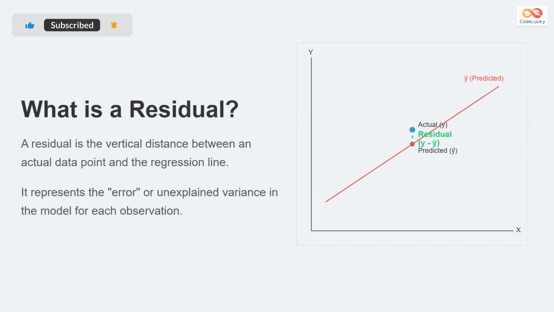First, let's understand what a residual is. In a regression model, a residual is the vertical distance between an actual data point and the regression line. Think of it as the error, or the part of the data that our model fails to explain for that specific observation.